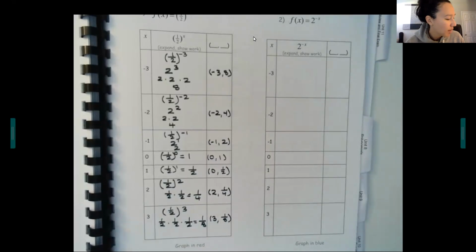If you're just joining us, we're on page 42 in the algebra workbook.